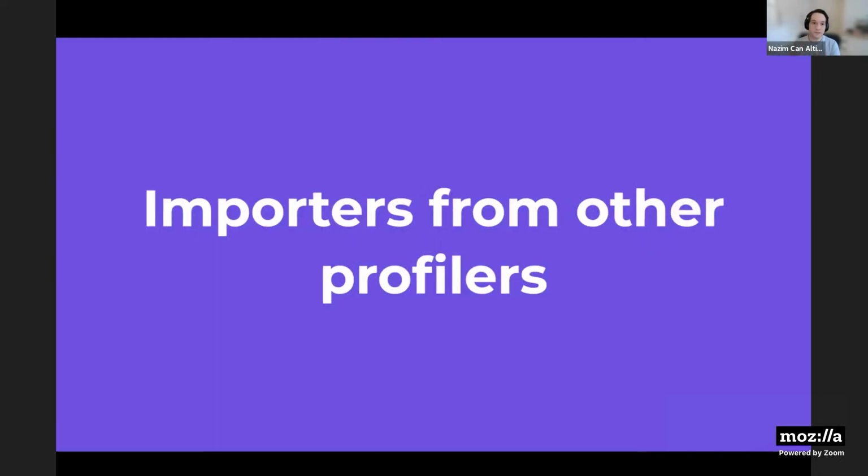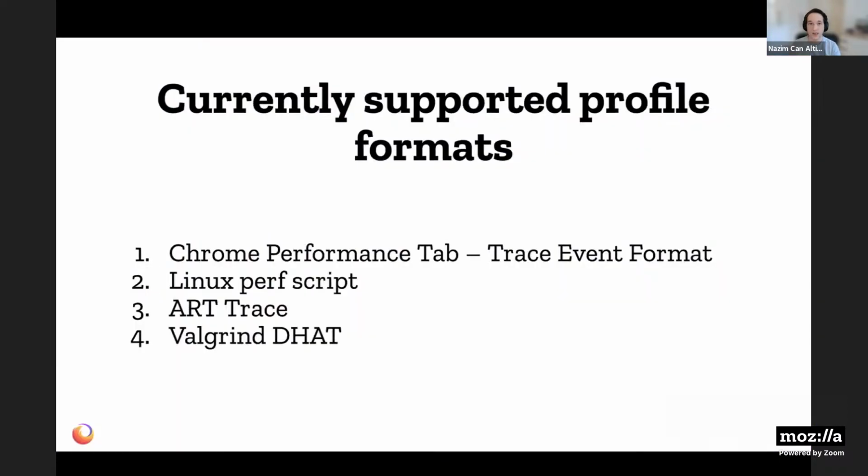And next up, I will talk about the importers. Importers are the pieces of converters that we've implemented for some profile data formats, so the Firefox Profiler can load them without any extra steps. Currently, we have 4 main importers: Chrome's trace event format, Linux perf script, ART trace, and dhat. ART trace is for Android as well. So if you profile another application, you can also import it to the Firefox Profiler.